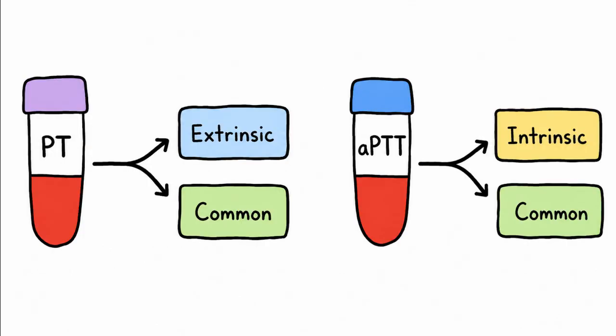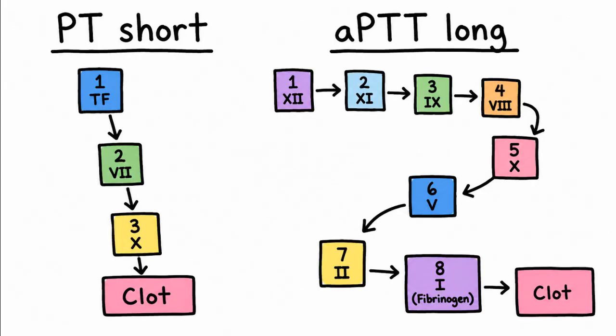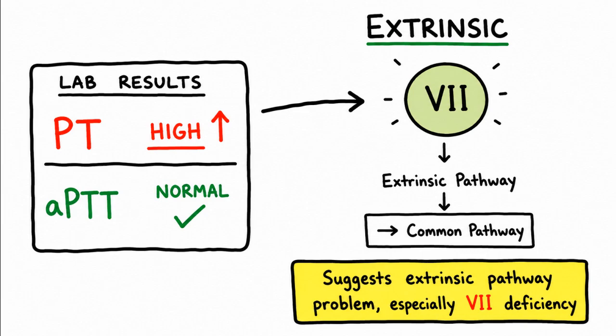In the laboratory, prothrombin time, or PT, evaluates the extrinsic and common pathways, whereas activated partial thromboplastin time, or aPTT, evaluates the intrinsic and common pathways. You can remember that PT examines the shorter pathway, while aPTT examines the longer pathway with more factors. A prolonged PT with a normal aPTT points toward an extrinsic pathway abnormality, especially factor 7 deficiency.